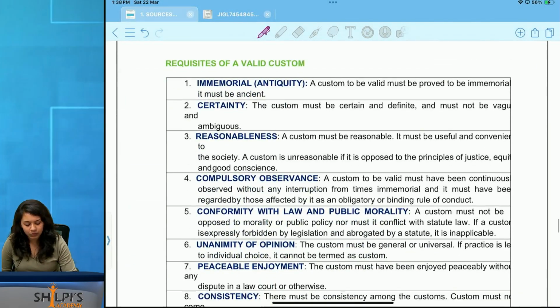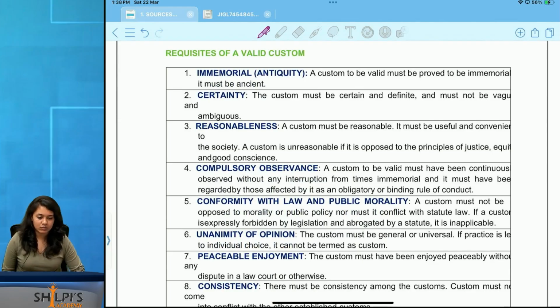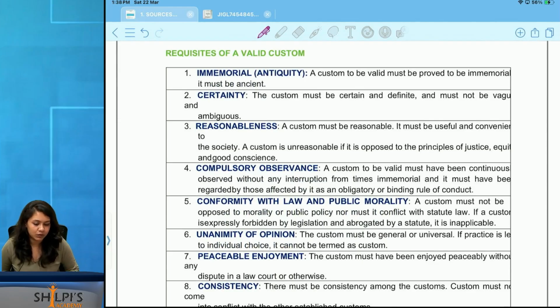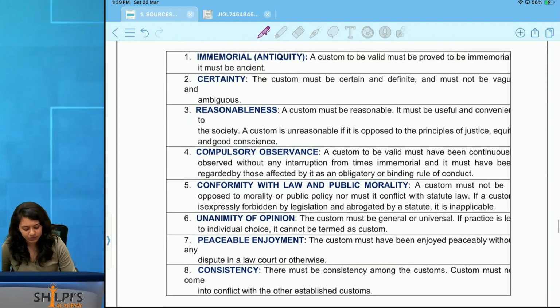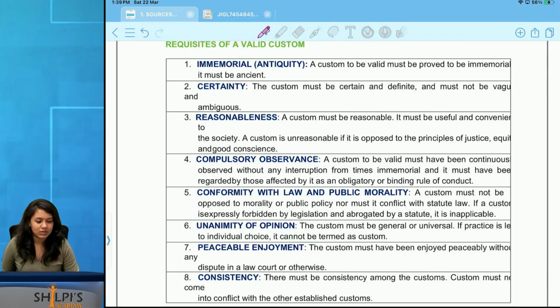Now, before an activity becomes a valid custom, we have to see whether it falls under these following requisites before it can be called one. What are those requisites of a valid custom? First and foremost, it must be immemorial. It must be ancient. It must have been followed for such a long time that there is no question of its implementation. The custom must be very certain. There must be no uncertainty around it. It must not be vague or ambiguous.